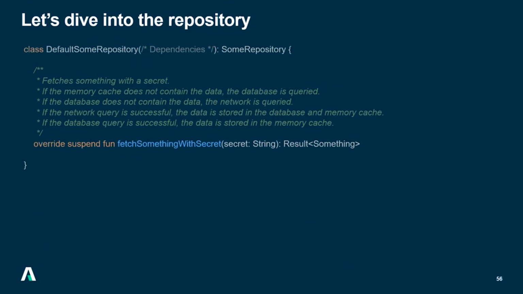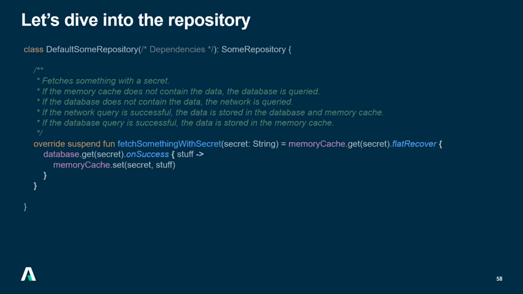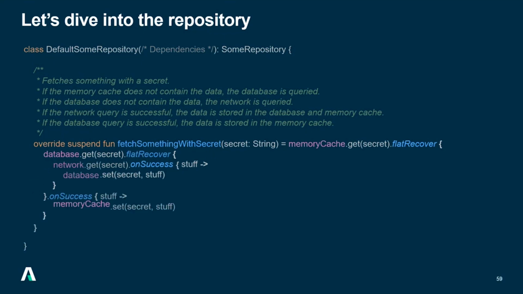So let's see the implementation of this. First we have the memory cache. We get something. It returns a result object. If it's not there, it will return a failure. And then we try to flat recover it and we try to go through the database. And if that's successful, we update that value inside the memory and we return the result of the database. Let's say the database is not able to handle it. We try to recover from the network. Maybe somebody is watching a lot of YouTube videos and your network is unstable. So it may fail or not.